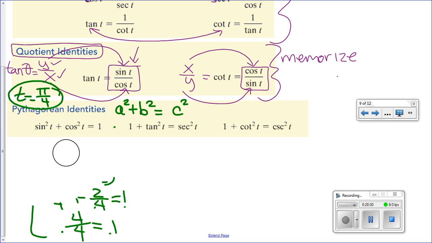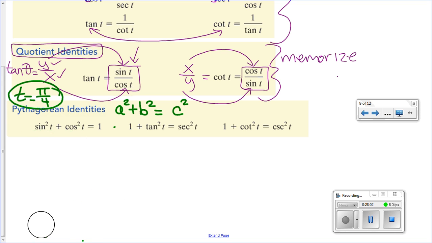Now, from that identity, I can tell you that that is one of my favorite identities. And I actually call it the lifesaver.